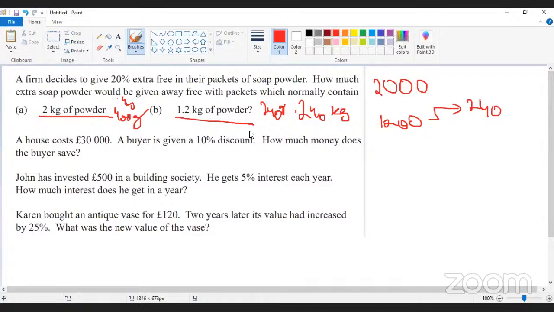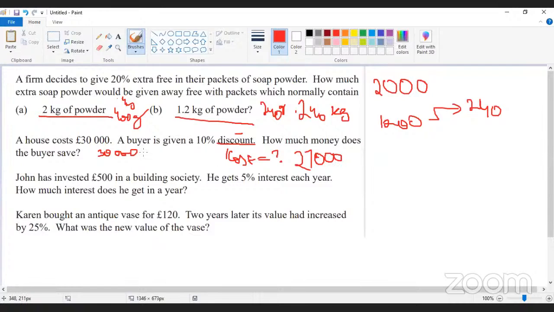Yes, sir. Okay. A house costs 30,000. A buyer is given 10% discount. How much does the buyer save? 3,000. That's all. So discount means I have to subtract. So I'm finding 10%. So if they ask what is the cost of the house, what would be the answer? What is the cost of the house? 30,000 euros. Yeah. So 27,000. Only then you have to subtract.